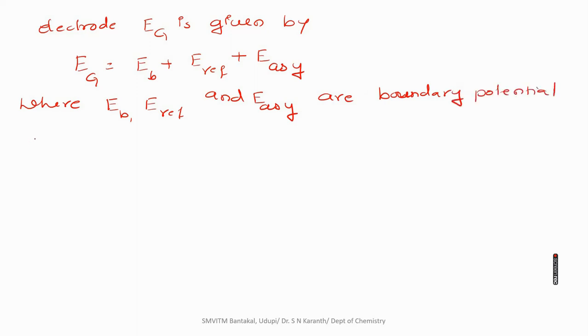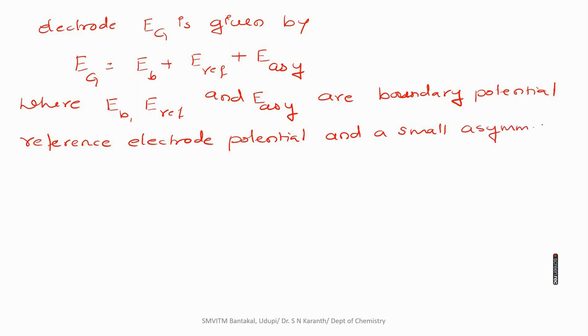You know, EB and E reference is well known. And what is the third term, E asymmetry? So we can predict E asymmetry. It is particularly observed in the case of a glass electrode, not in all the electrodes. Particularly in case of glass electrode, we observe a small asymmetry potential. Because of the formation of a gel layer, a small asymmetry potential is developed. So theoretically, we consider the EB is equal to 0.